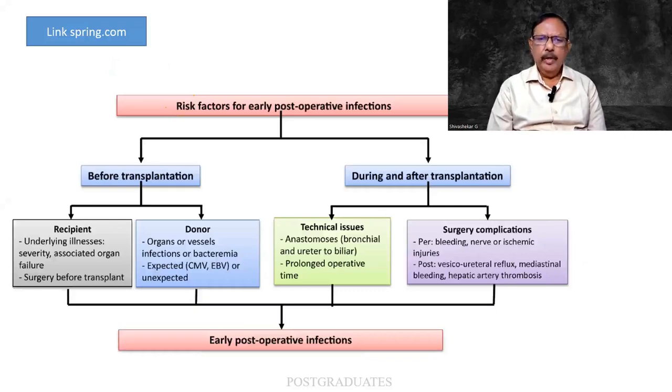So, from linkspring.com, a beautiful flow diagram. I would like you people to kindly draw this. What are the various risk factors before transplantation, during and after transplantation? It can be within the recipient or in the donor. There can be technical issues or there can be surgical complications. I think this one flow diagram will encompass the entire class in mind.